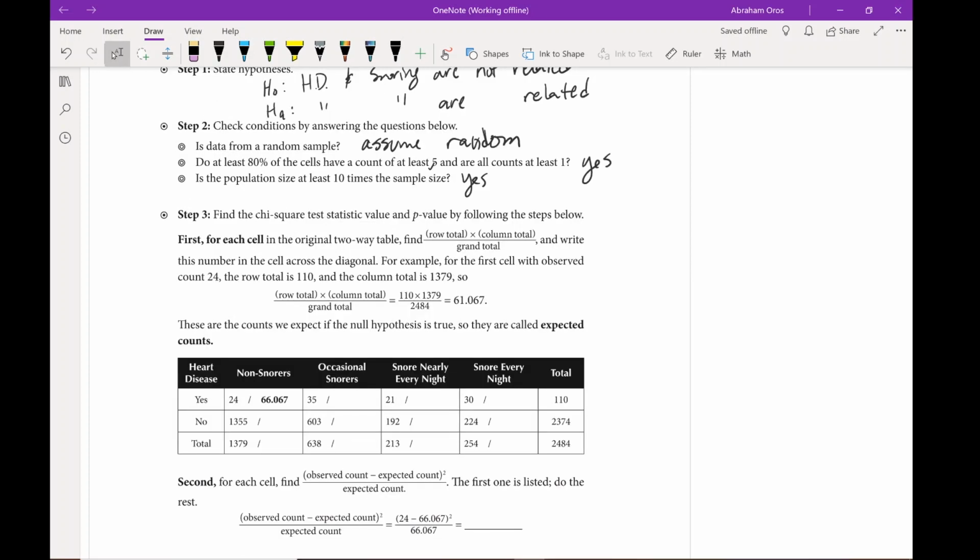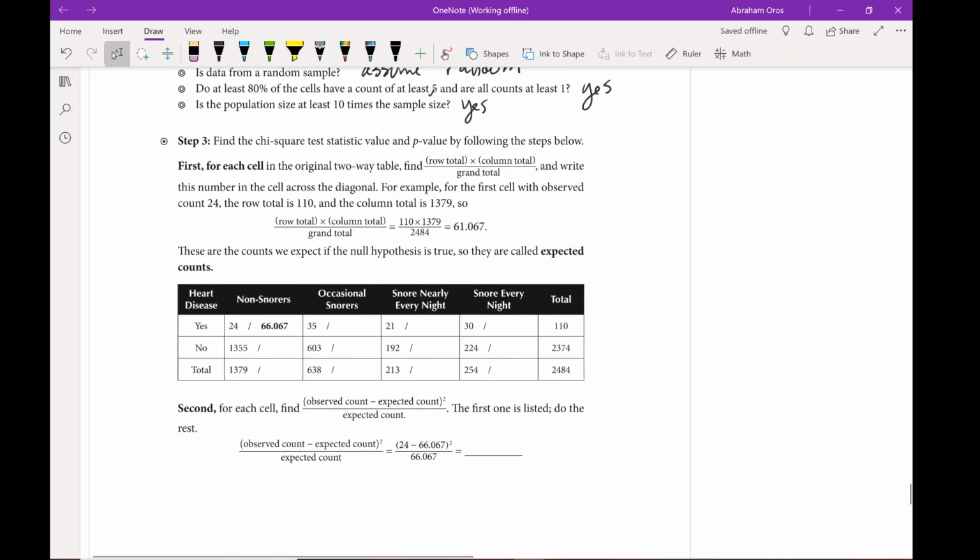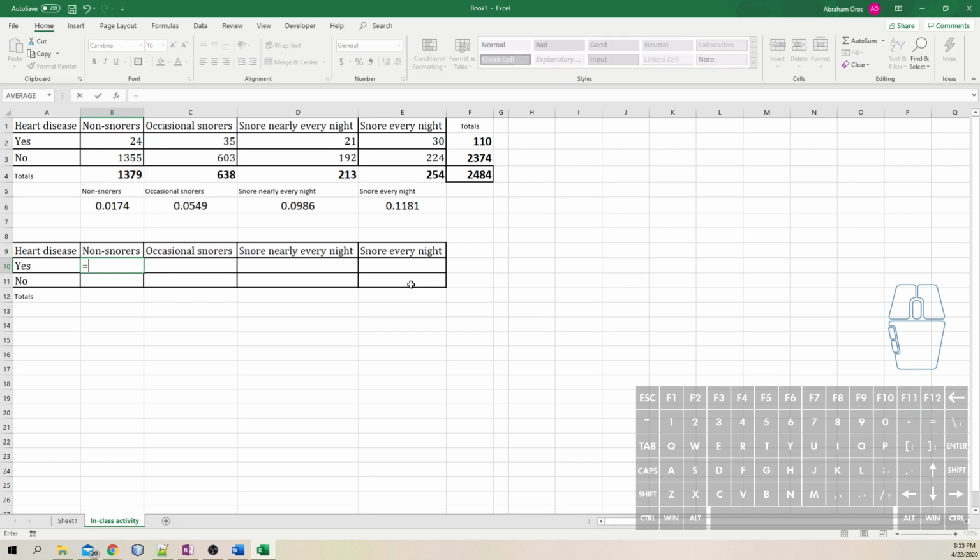Step 3, find the chi-square test statistic value and p-value by following the steps below. All right, so for each cell in the original two-way table, find the row total times the column total divided by the grand total, and write this number in the cell across the diagonal. So what they said is the row total, which is this, and we're going to times that by the column total, and then we're going to divide that by the grand total.